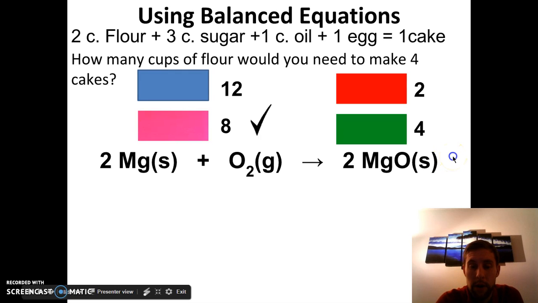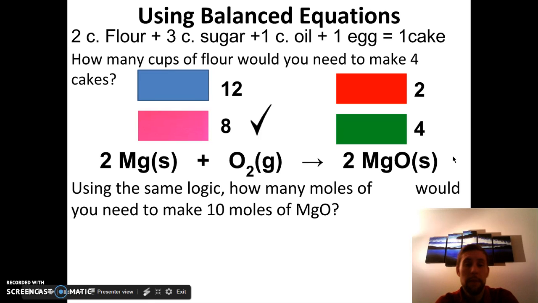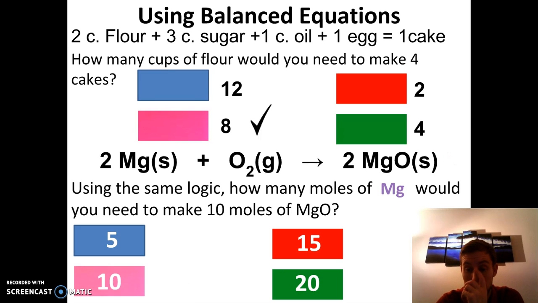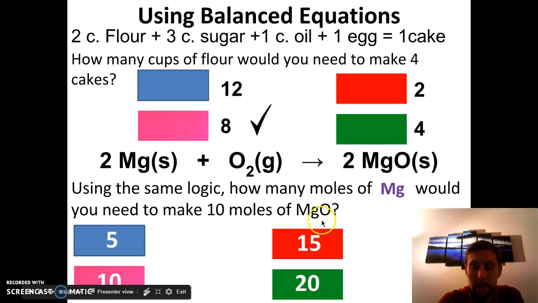Now let's do the chemistry equation. If we're asking about, using the same logic, how many moles of magnesium would you need to make 10 moles of magnesium oxide? So start with what you're given, which is the 10 moles of magnesium oxide. Cancel that. So moles of magnesium oxide should be on the bottom, MgO. Moles of Mg should be on top. Make sure to use your coefficients from the equation. Hey, they're the same, so the math is really easy. 10 divided by 2 times 2 gets you 10.